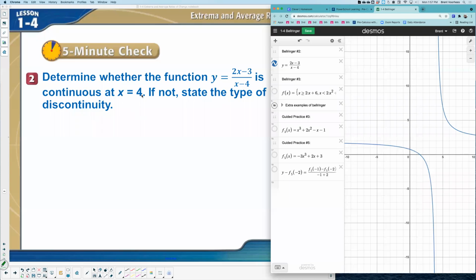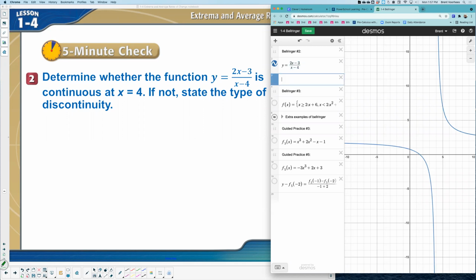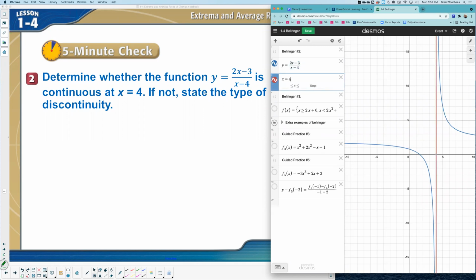Yeah, so at x equals 4, we're trying to determine, is this problem continuous or not? At 4, here's x equals 4. I can help you out. Let me type in x equals 4 so it draws your attention. At 4, is this graph in one piece or is it broken apart?